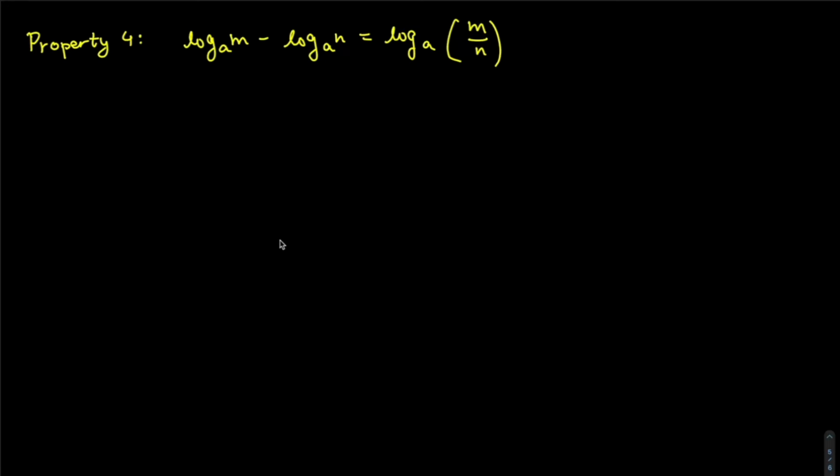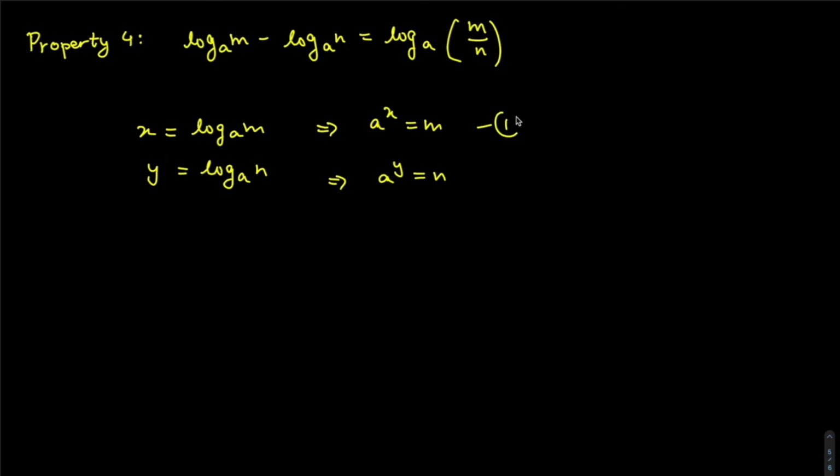Okay, again, let me do the proof for it, right? So let x be log base a m, let y be log base a n. Okay, so I can rewrite this as a raised to the power x is equal to m, and a raised to the power y is equal to n, right? So now if I divide both of these equations, equation 1 divided by equation 2, what I'm going to get is a raised to the power x divided by a raised to the power y is equal to m upon n, right?